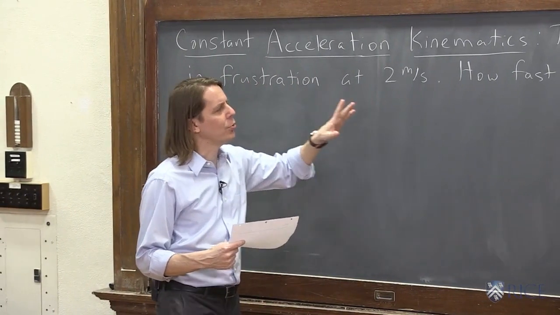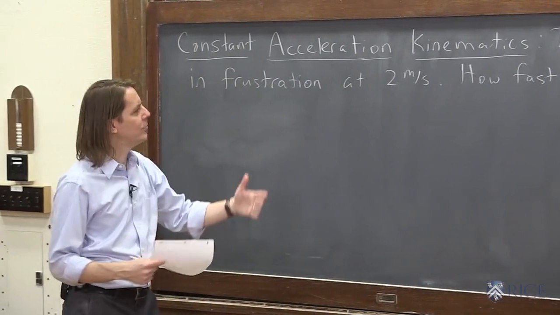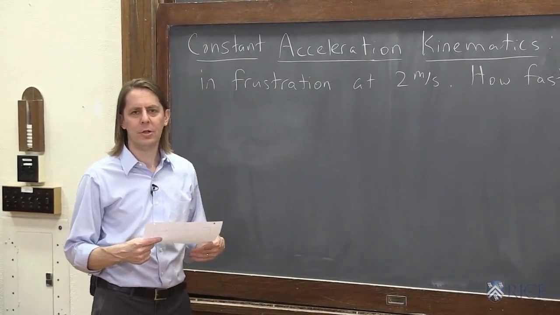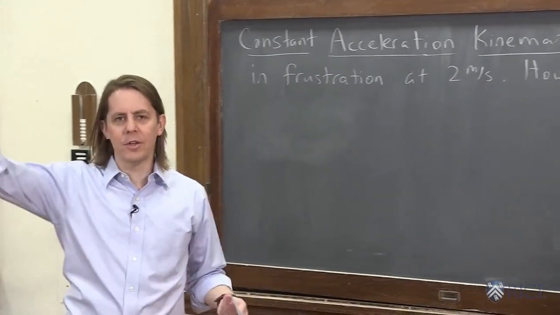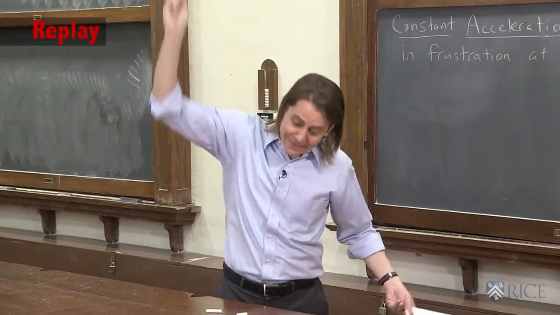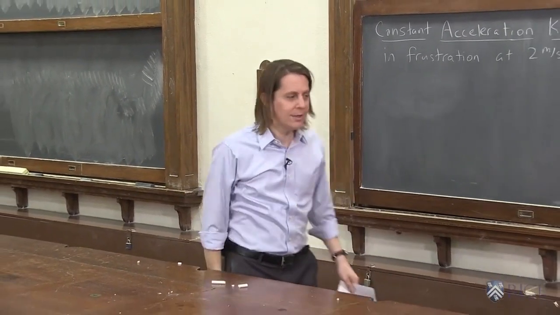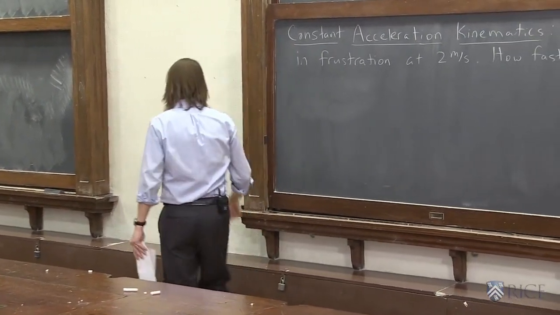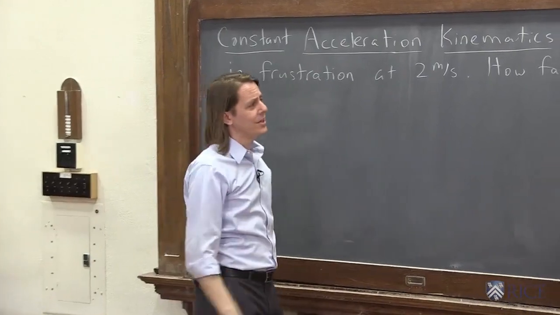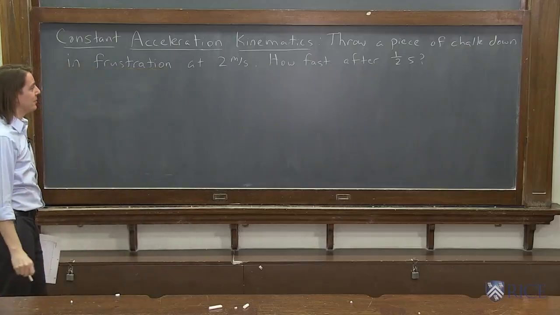And the problem we're going to work around now is that I throw a piece of chalk down at 2 meters per second in frustration, right? And then how fast does the chalk go? So this one looks something like this. I have the chalk here, and the students all bomb the exam. So I'm like, ugh! Like that. So how fast did the chalk go after a half second? Actually, I think at a half second it had shattered, but let's pretend it kept going at a half second.